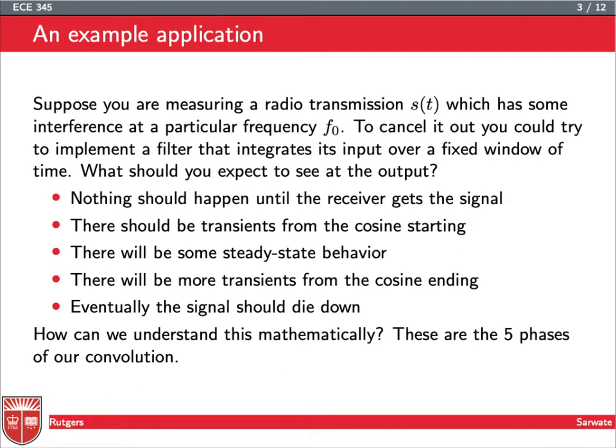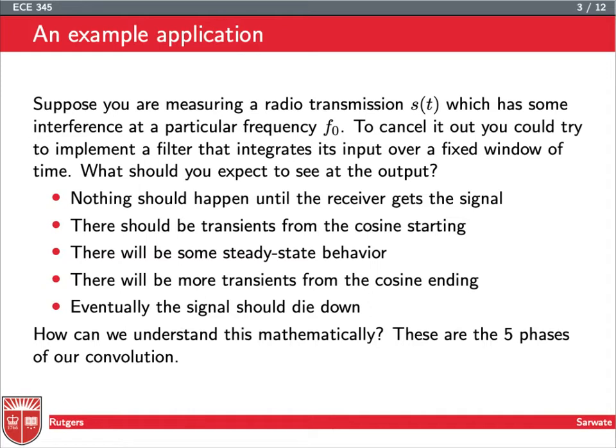Okay, so suppose you're measuring a radio transmission S of t, which has been corrupted by some interference at a particular frequency f0. So, basically you have some sort of tone, like a beep, which is interfering with your signal S of t. So to cancel it out, you could try to implement a filter that, say, integrates its input over a fixed window of time. So the question is, what would happen at the output when you see that?